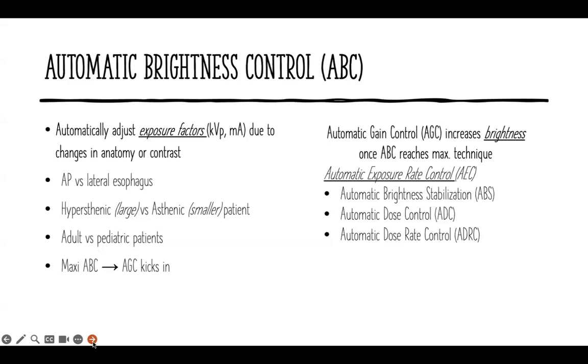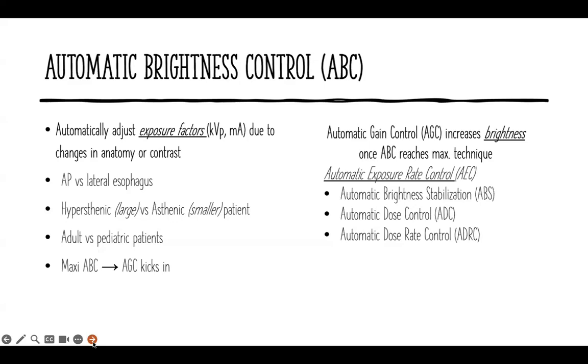Your exposure factors are going to change, of course, if you're looking at a patient using an AP or a lateral. Usually with our hypersthenic patients, our larger patients versus our asthenic or smaller patients, you'll see a difference in exposure factors. You'll see differences in exposure factors with adult versus pediatric patients, and your max ABC. So if you get to the point where you max out your ABC, this is when your AGC kicks in.